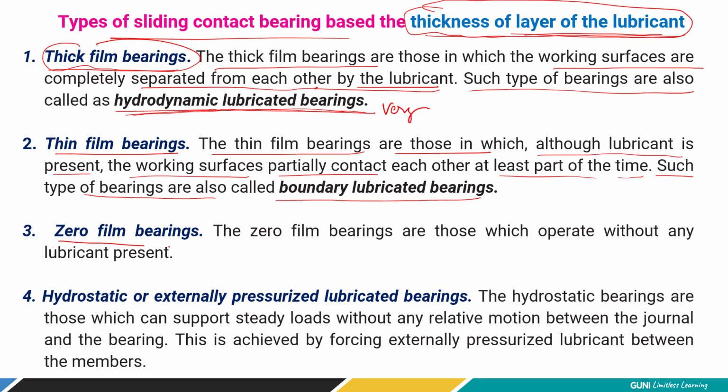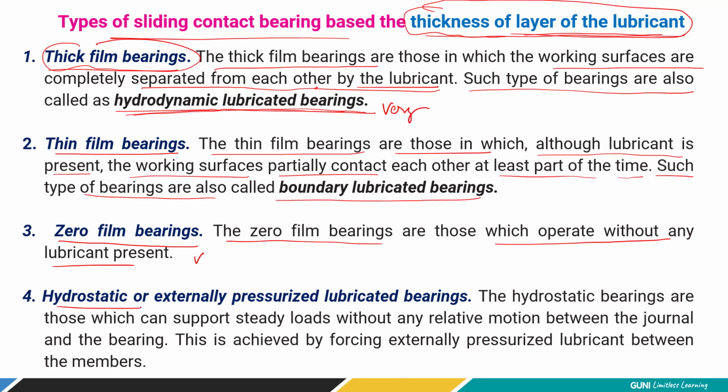Now the third is the zero film bearing. Zero film bearings are those which operate without any lubricant, meaning no lubricant is used. You can say dry bearing. It's a very dangerous situation, very difficult. It's going to result in heavy friction, heat generation and jamming at the later stages. Again, it depends on the type of load.